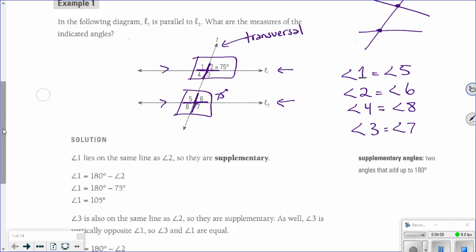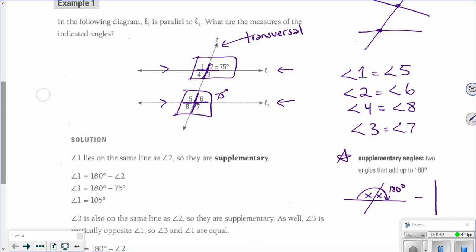Another thing we need to know is about supplementary angles. Supplementary angles are two angles that add up to 180 degrees. And when we're looking at transversals and parallel lines, the two angles that we really care about that add up to 180 degrees are going to be the angles along a straight line. So a straight line is always 180 degrees from one side to the other. What that means is if I know one side of that angle, I also know the other side because the two of them have to add up to 180 degrees.